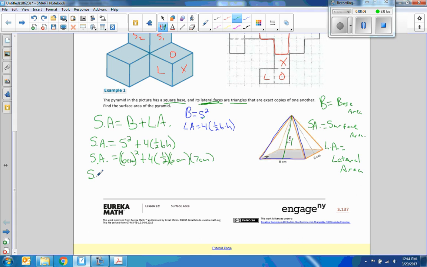Okay, so my surface area is going to equal 6 squared, which is 36 centimeters squared. So there's the area of my base, plus, well, 4 times 1/2 is going to reduce to 2, and 6 times 7 is 42. 42 times 2 is 84. Centimeters times centimeters is centimeters squared. So my surface area is going to be 36 plus 84. 6 plus 4 is 10, carry the 1. 8 plus 1 is 9, plus 3 is 12. So 120 centimeters squared. And that is the surface area of our square pyramid.